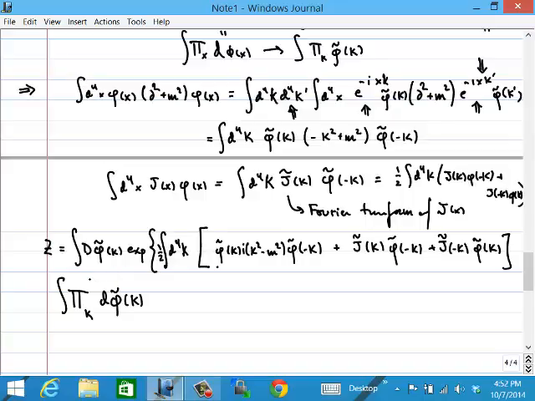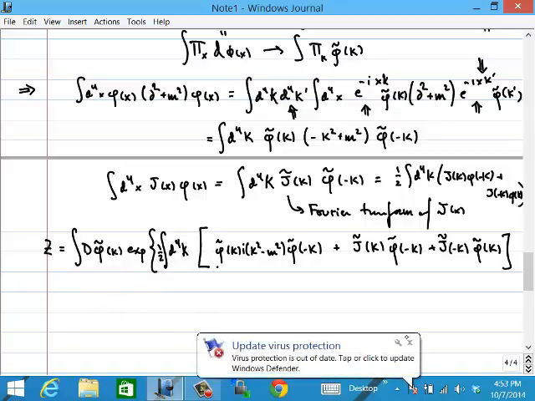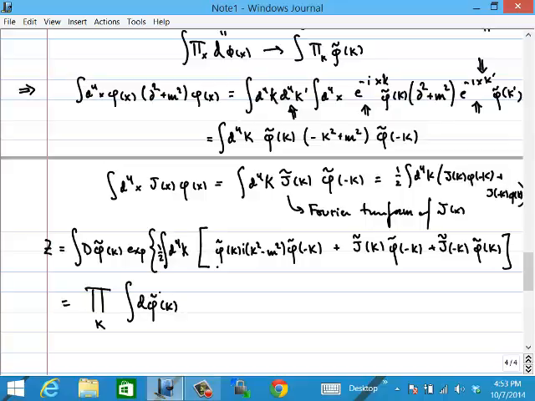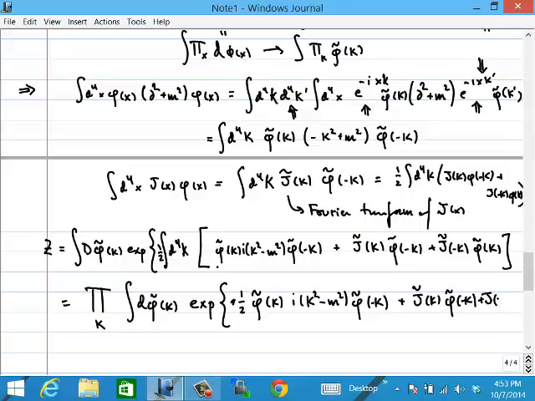So this is equal to the product over all momentum modes times the integral, for a given momentum mode, of e to the minus 1/2 phi tilde of k times i(k squared minus m squared) phi tilde of minus k plus j tilde of k phi tilde of minus k, plus the same term where I've written everything so that it's invariant under k to minus k.